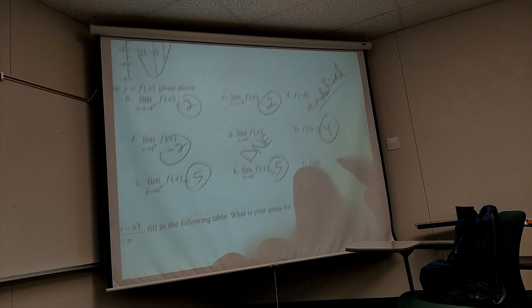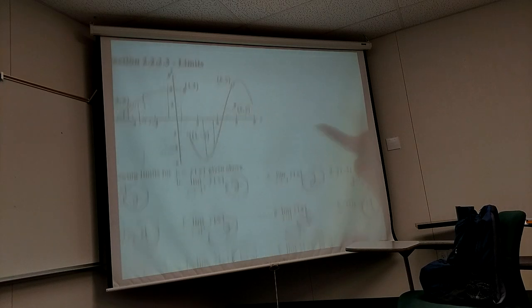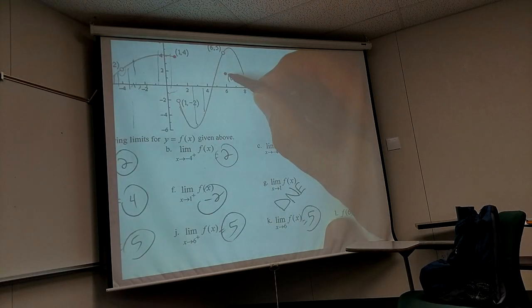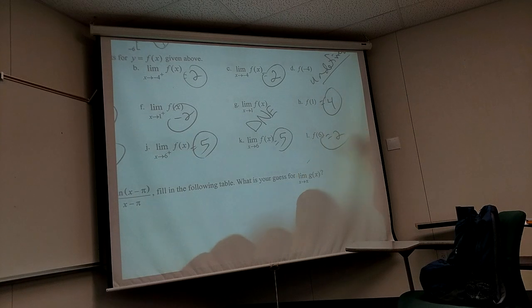What about 6? 6 is just like this one to begin with, right? I mean, because from below it looks like to be going to 5. From above it's also going to 5. So the limit is 5. Well, what's the function? What's f of 6? 2. Because that's where the dot was put. Kick ass.